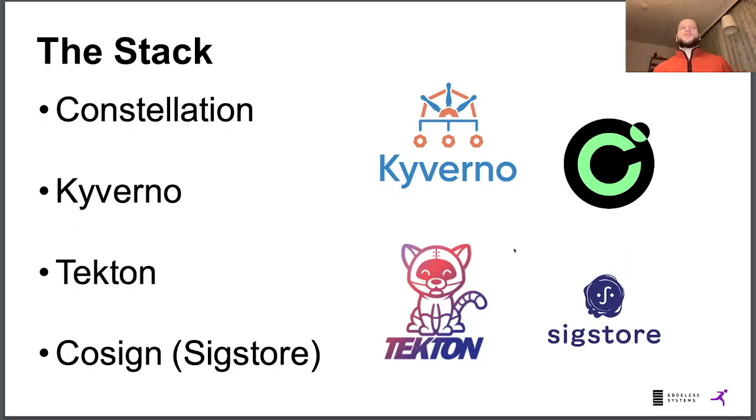This is the stack. So obviously Constellation, Kyverno, and Tekton. I'll explain what those are in a bit. And then Sigstore, which is used for signing containers, but also signing artifacts as a whole. It's a really great open source project and getting a lot of traction.